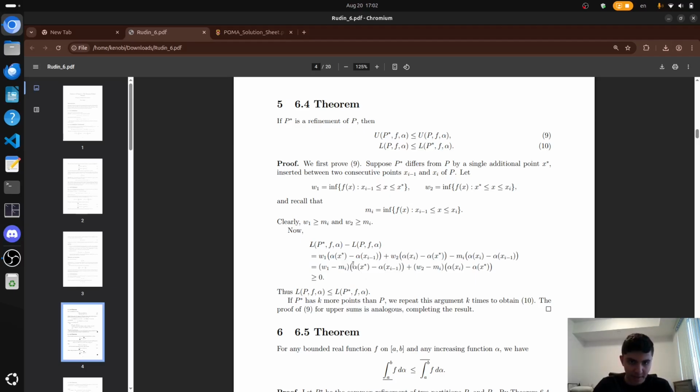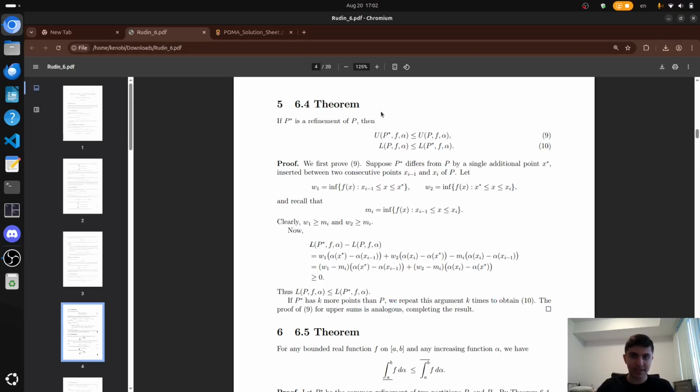And now notice that this is greater than 0 because we know mi is less than w1 and it's also less than w2, as you said it here. This is greater than 0 because it's monotonically increased. This is also greater than 0, so all of this is greater than 0. Bring this to the other side and you have that L(P, f, alpha) is less than or equal to L(P star, f, alpha). And we can repeat this k times.